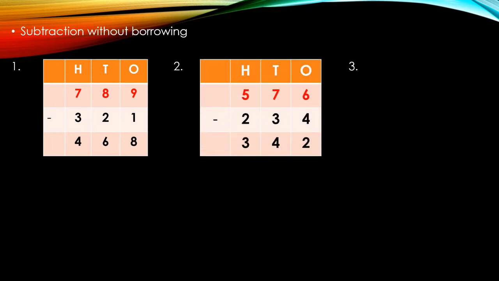Then we will see the next example. In this also, we are subtracting a smaller number from the larger number. As you can see, 6 is the larger number. We can subtract 4 from that easily. 6 minus 4 is 2. 7 minus 3 becomes 4. 5 minus 2 is 3.